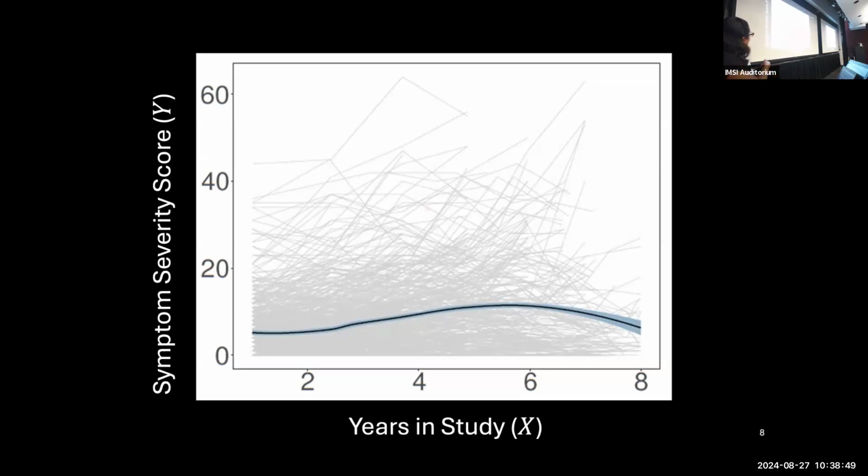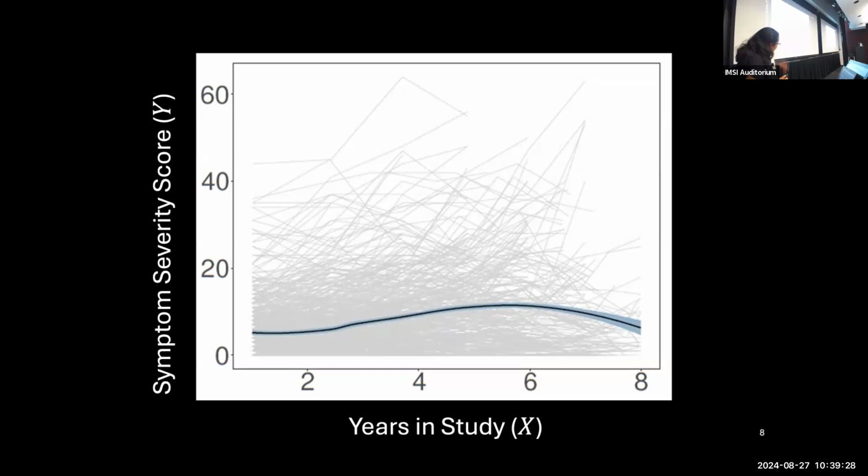So on this y-axis, we have the symptom severity score, where higher scores mean worse symptom severity, lower scores mean low or minimal severity. And the x-axis is the number of years the individual was in the study. Each of the gray spaghetti lines is the symptom severity measured over time for an individual person. And the dark solid line here, that's the average of these symptom scores across individuals. We call that solid black line the average symptom trajectory.